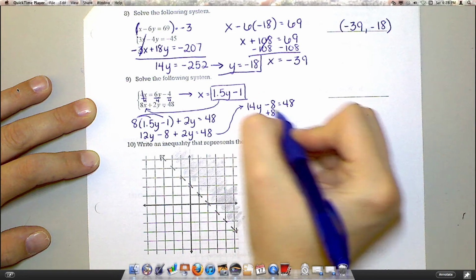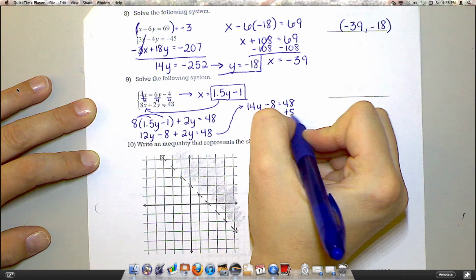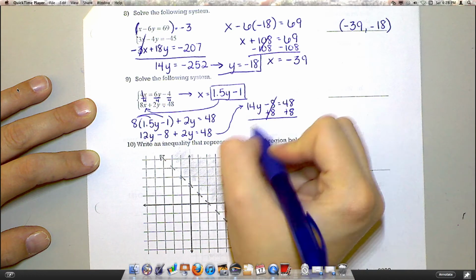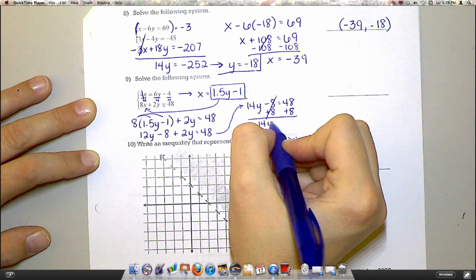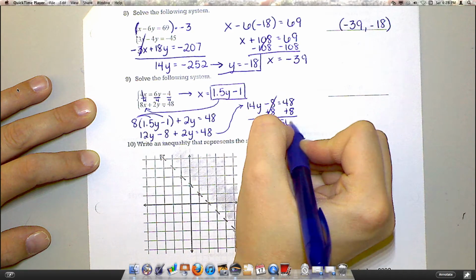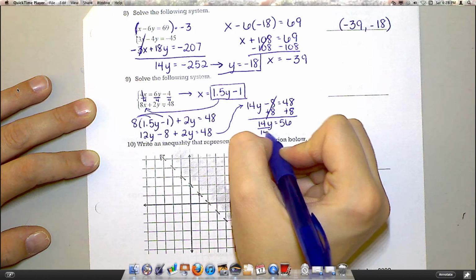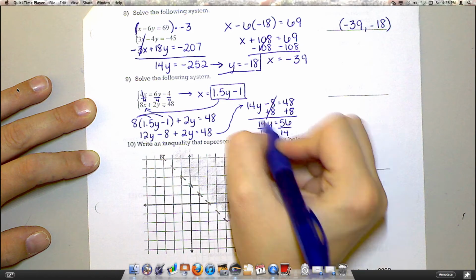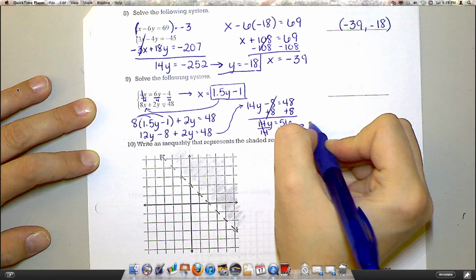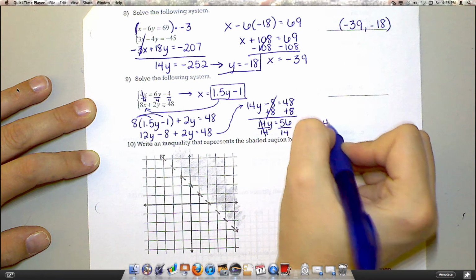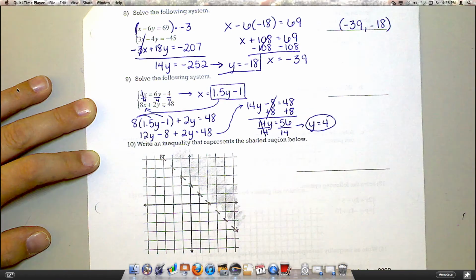Add the 8 to both sides. 14y equals 56. Divide by 14, and I end up with y equals 4. 56 divided by 14 is 4.